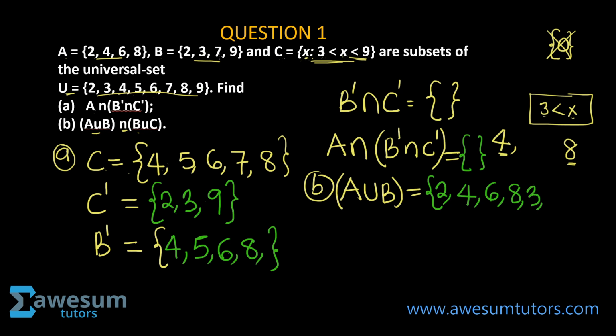The next is 7. I have not written 7 before, so I will write 7. The next is 9. 9 is not here. I will put 9 right here. So that is the element of A union B. If you want to make it well ordered, then you can arrange from smallest to the biggest.